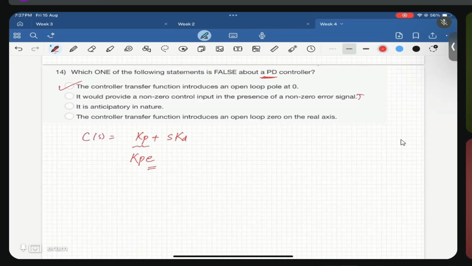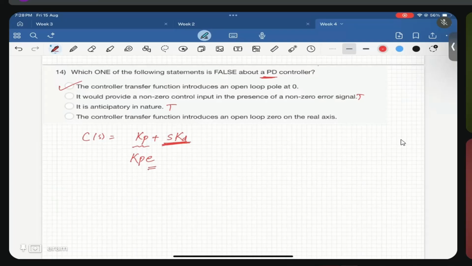It is anticipatory in nature. Is this one correct or not? Yes, it is correct. Anticipatory means it has a predictive nature. Differentiation is nothing but a kind of predictor, we can say. So it can anticipate the error. So this is also true.